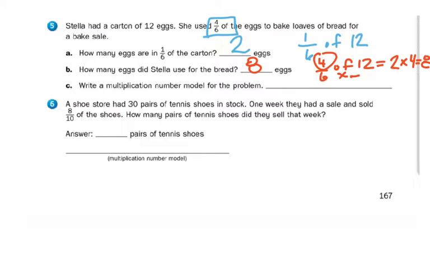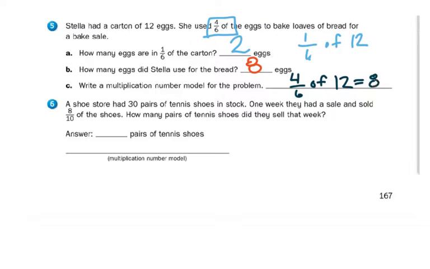C, write a multiplication number sentence for the problem. Well, I just did that, so let me rewrite it on the space. So I took 4/6 of 12 and got 8.